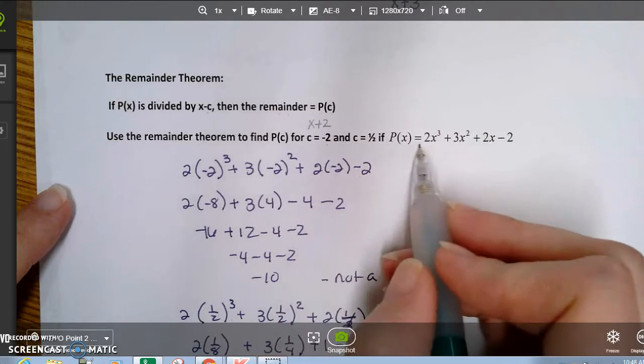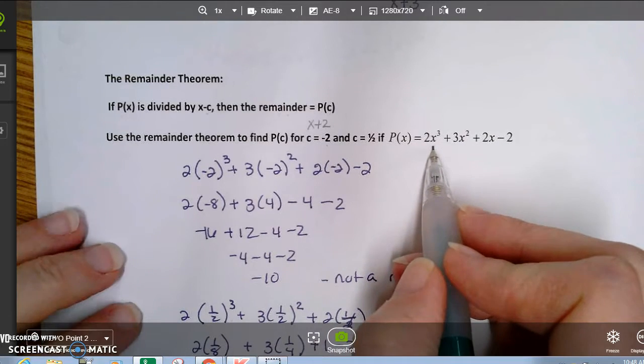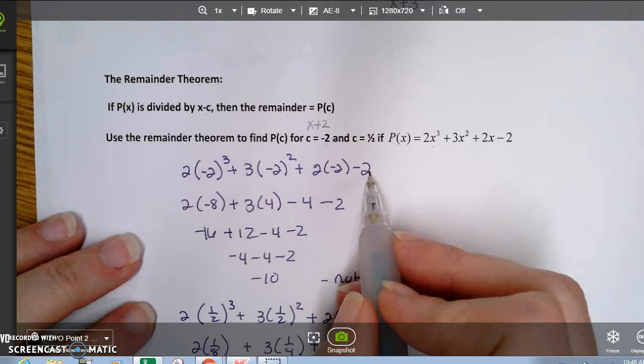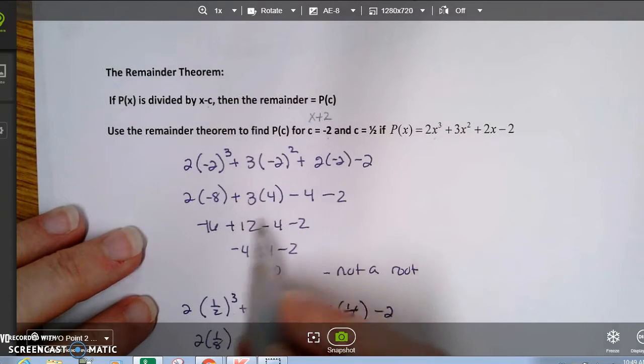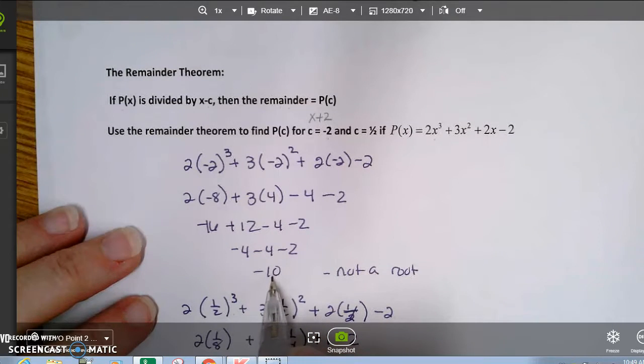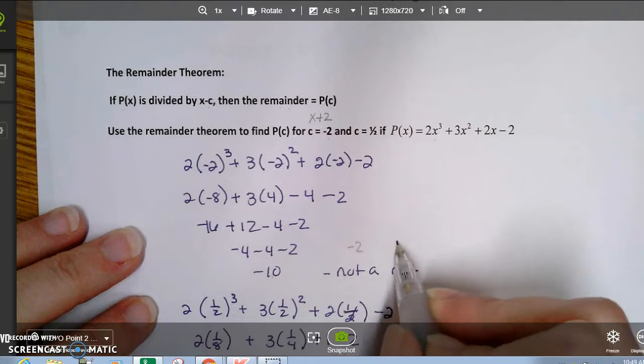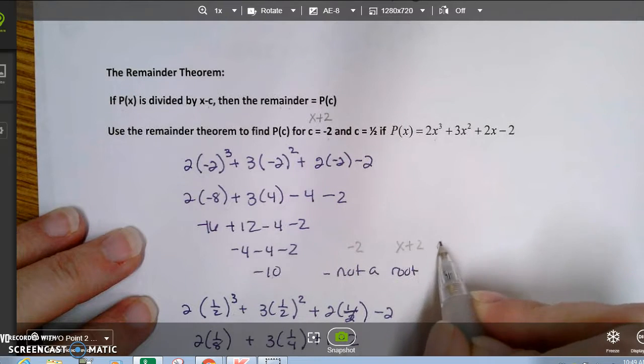So I'm going to substitute negative 2 in this. When I substitute negative 2 in for all the x values, and then I do my mathematics, I'll let you follow along, I get negative 10. So that tells me that negative 2 is not a root, and x plus 2 is not a factor.